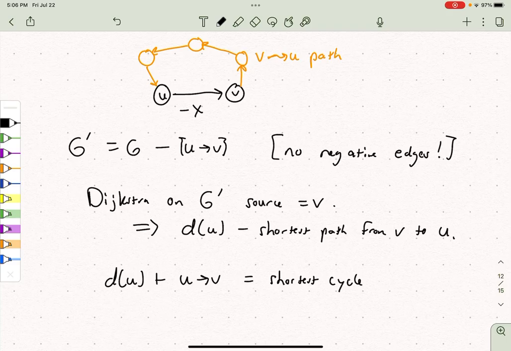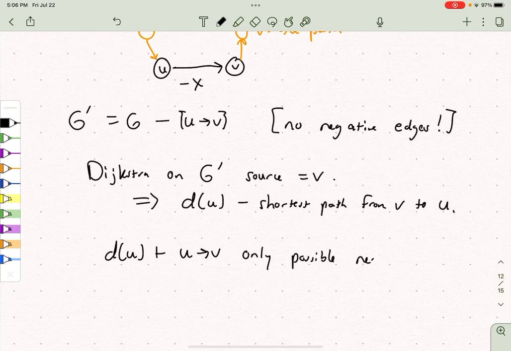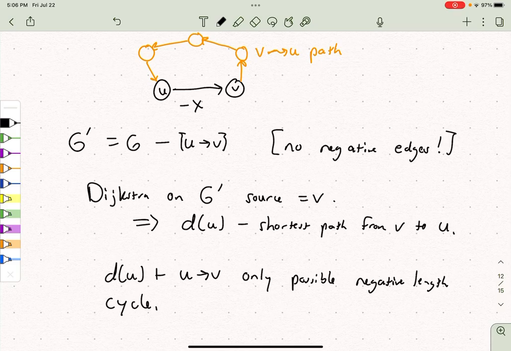Well, it might not even be the shortest cycle, but it's the only contender for a negative length cycle. So this is the only possible negative length cycle. Using any other path from V to U would just have a bigger weight, and so we'd get a lesser chance of having total negative weight.